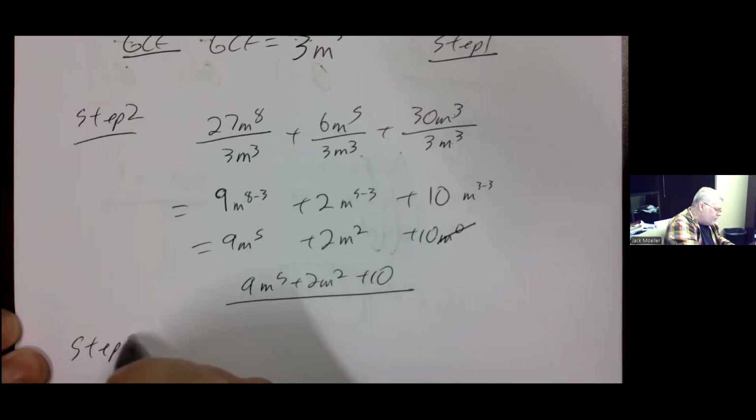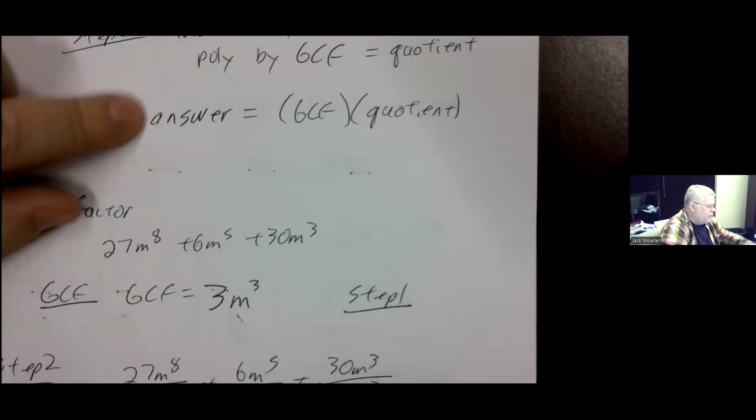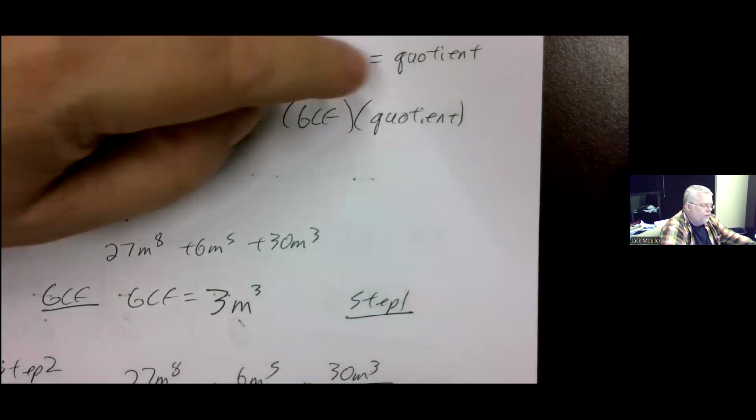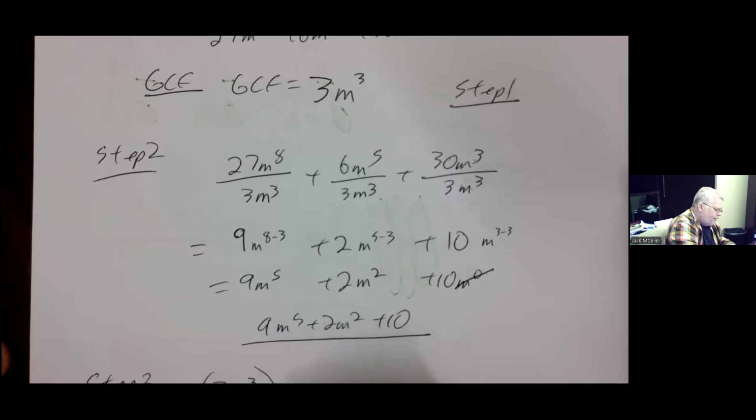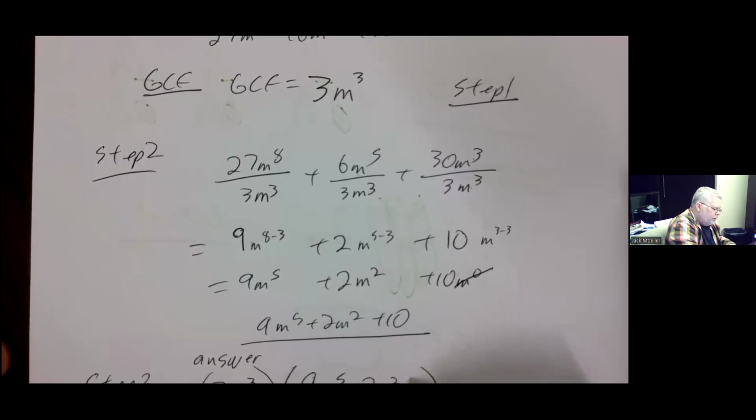So how do we factor this out? Well, the answer is always the GCF times your quotient, or what you have left. So our answer, first part, is 3m cubed. So that's our GCF, times what's left over, 9m to the 5th plus 2m squared plus 10.